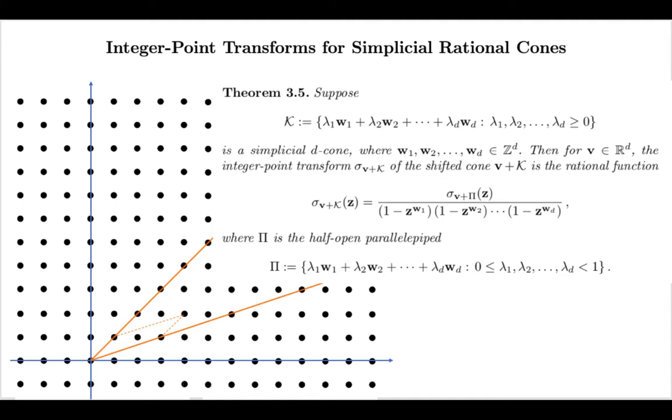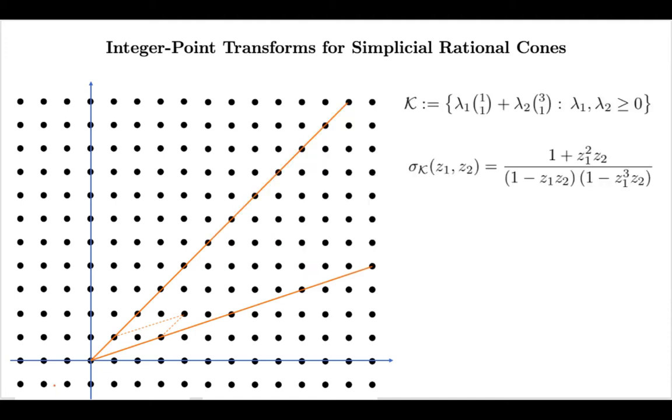My first goal now is to give more examples of this theorem for specific cones. And I want you to pay attention to how the rational function that describes this integer point transform changes as I change my cone. My first example is mainly to remind you of the techniques that we used in the previous video. So I have a cone generated by two vectors in two dimensions. One generator is (1,1), and the other generator is (3,1), so it's this vector here.